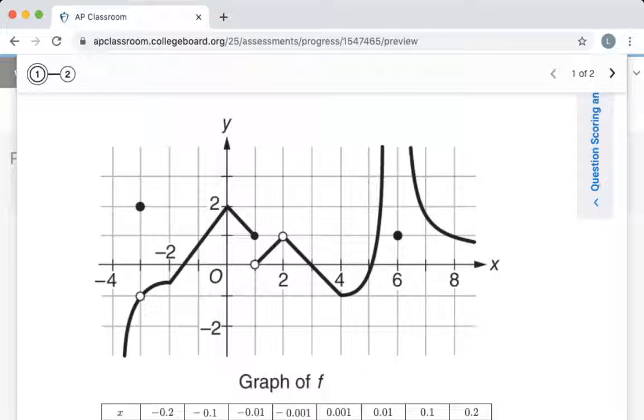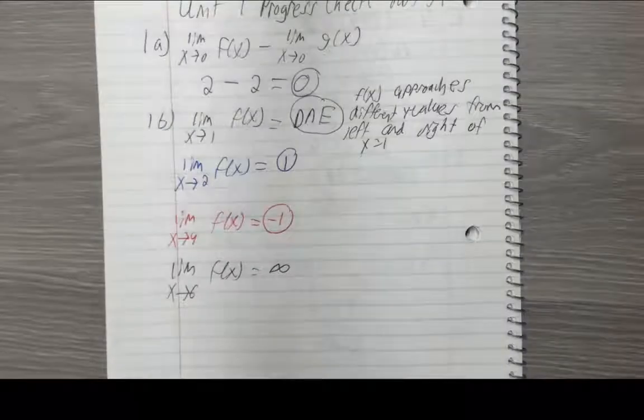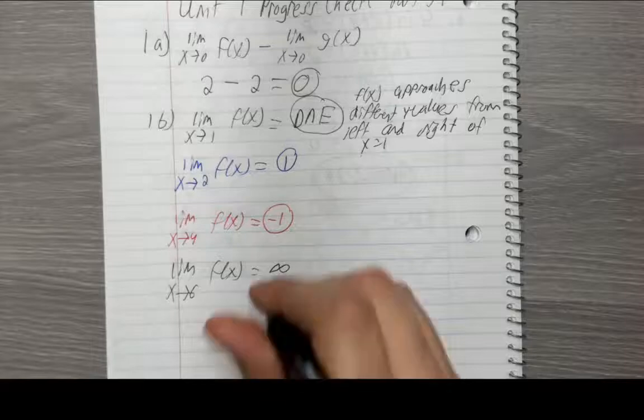You'll see that these lines are both approaching, well, we don't know. We have no clue what they're approaching. We can assume that they're approaching infinity. We can assume that the limit as x approaches 6 of f of x equals infinity. We can make that assumption. However, my actual answer is, does not exist.